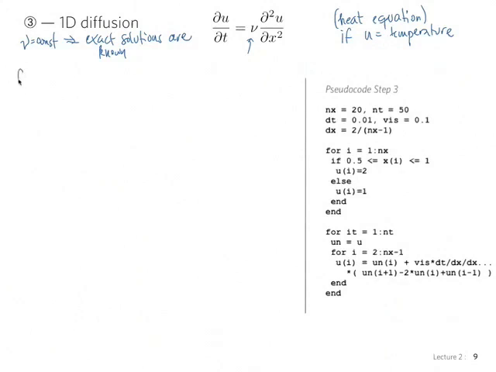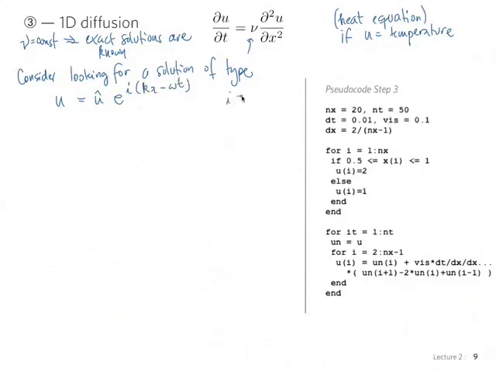Okay, so for example, consider looking for a solution of type U equal to U hat, just a constant, e to the power I kx minus omega t, where I is the usual square root of minus 1, which represents a plane wave of amplitude U hat, wave number k, and omega equals 2 pi f, with f the frequency.